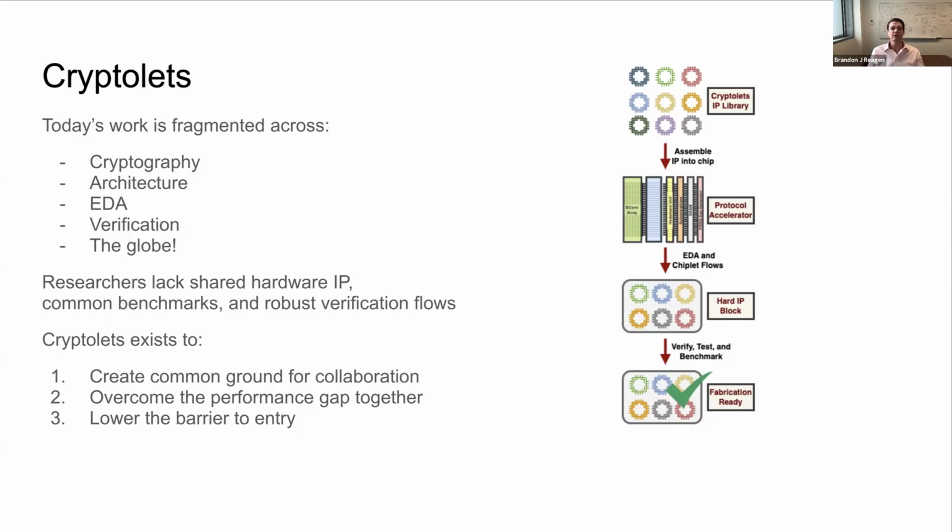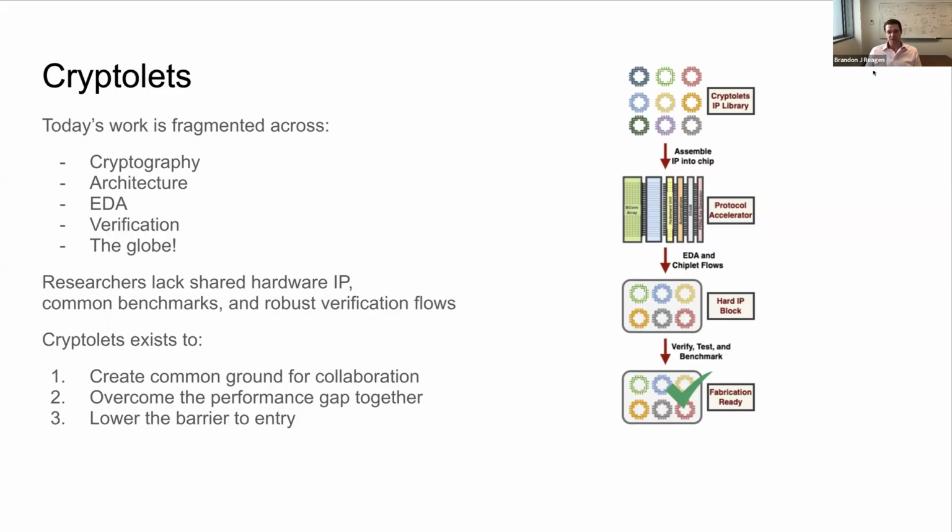Within computer architecture, everyone has their favorite accelerator. We have vectors, we have systolic arrays, we have VLIW style. But again, they're all housed within their own universities and institutions. Same thing with CAD and verification flows. And now to make this slightly even more complicated, it tends to be distributed around the globe, right? So we have amazing researchers from all over working on the same problem, but we don't quite have that standard way of communicating with each other yet. So we lack standard shared hardware IP, common benchmarks, and robust verification flows. These are all the challenges that Cryptolets is trying to solve.